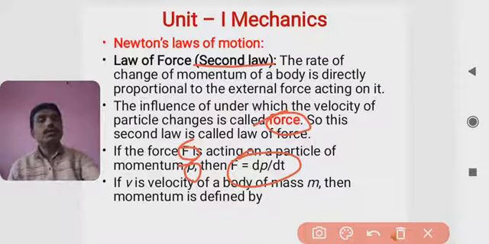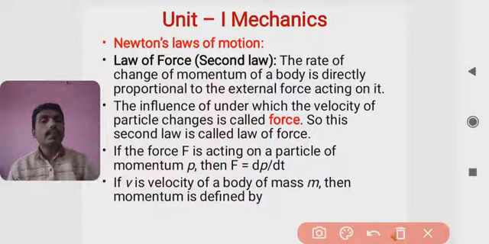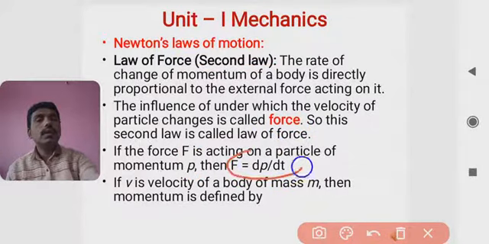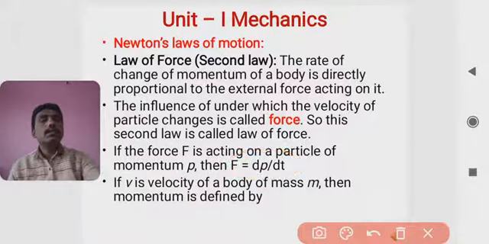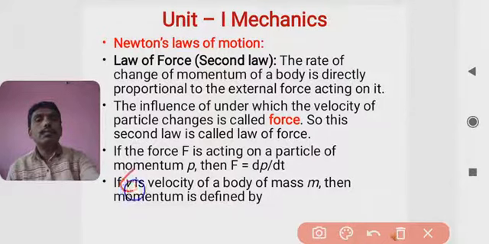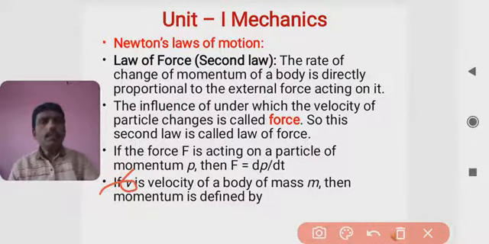That is, the rate of change of momentum p, d/dt of p, means the rate of change of momentum is directly proportional to whatever external force is there, and that is called F is equal to dp upon dt, where if we consider small v to be the velocity of a body, and small m be the mass of the body, then the momentum is defined as m into v.